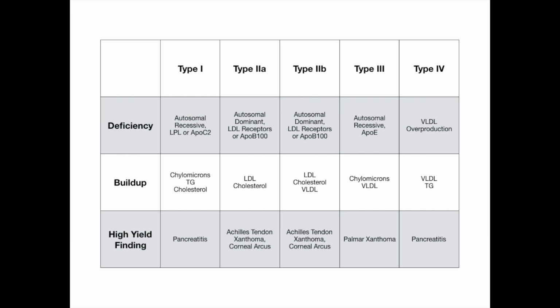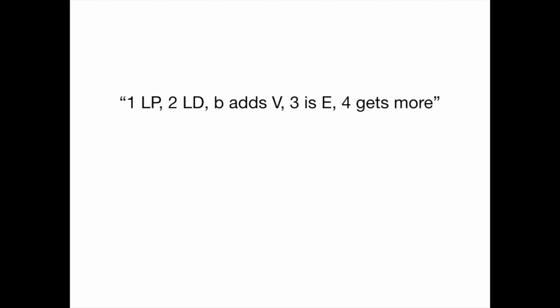So in order to get all this information right, I have to give you my one-sentence mnemonic. And we'll start with the mnemonic, and then I'll break it down for you and relate it back to this chart so you can see how awesome the mnemonic truly is. So repeat after me. 1 LP, 2 LD, B adds V, 3 is E, 4 gets more.